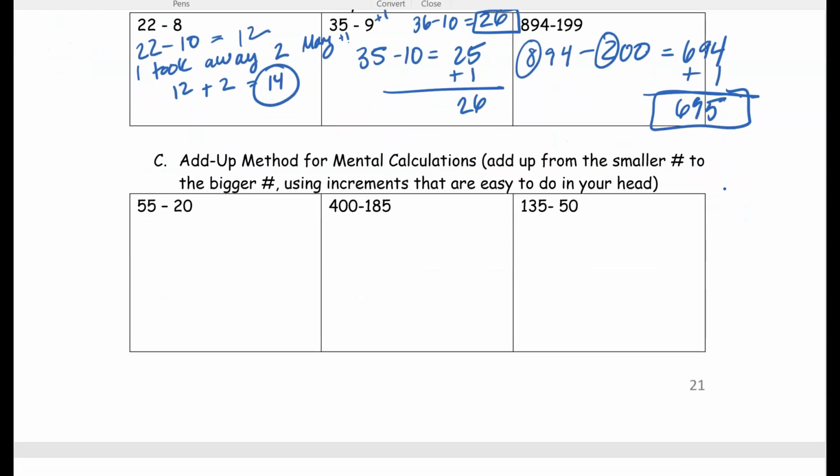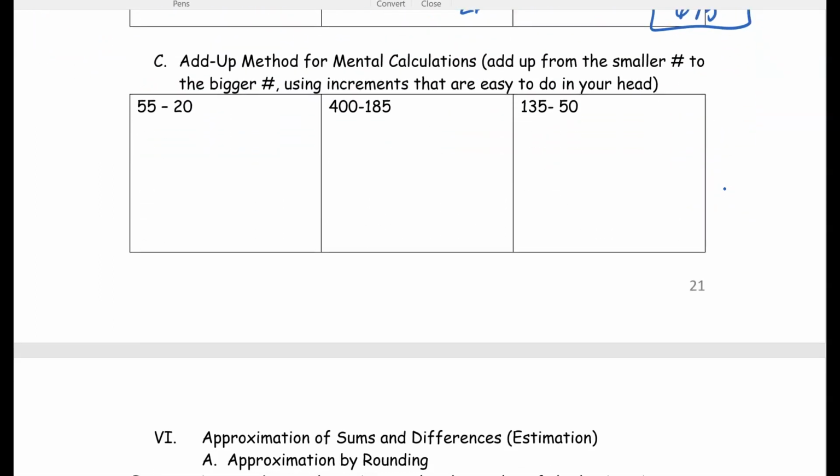All right, so this next one, I'm sure you've seen people do this at the grocery store or any store. When you give people money and they're counting back your change, a lot of times they will add up to what you gave them. So if you gave them a $20 bill and they gave you change, then they'll be adding up to make the 20. So essentially for 55 minus 20, you're going to say, okay, I'm going to start at 20 and I'm going to count up to 55.